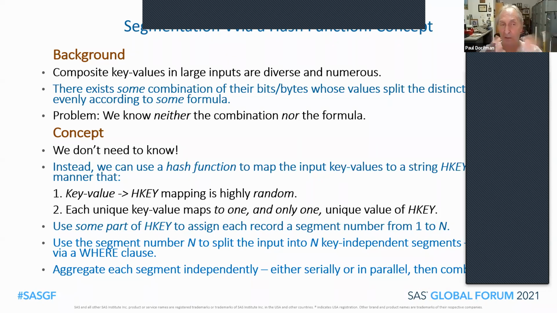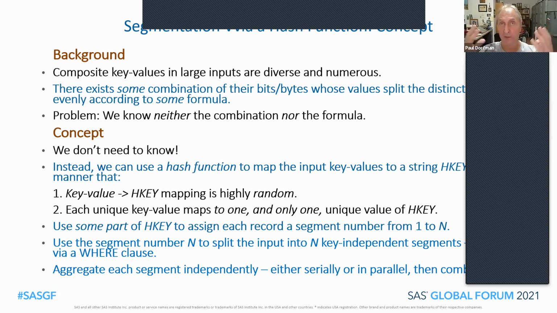So here is the idea. We don't need to know, because instead we can use what is called a hash function to map those input key values into a string. Let's call it H key, hash key. It doesn't matter how it's called. And to do it in such a manner that, first, key values map to H key in a highly random fashion. This, of course, will be automatic because a hash function has the property of being highly random.